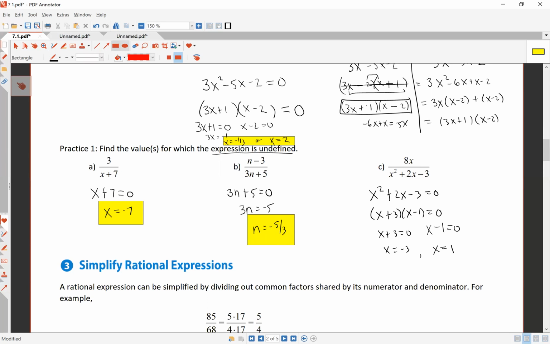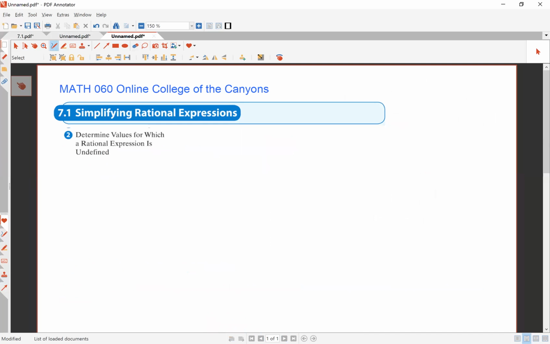In the next video, we will look at how to actually take into account the numerator and simplify our rational expression. Again, this video was Section 7.1, Simplifying Rational Expressions, determining values for which a rational expression is undefined.